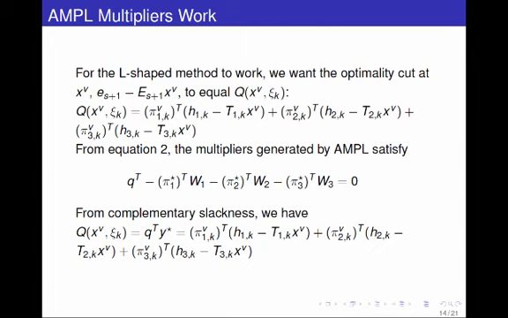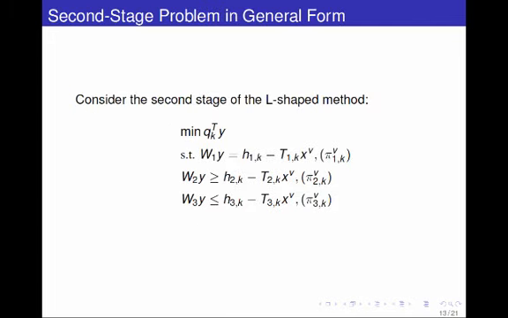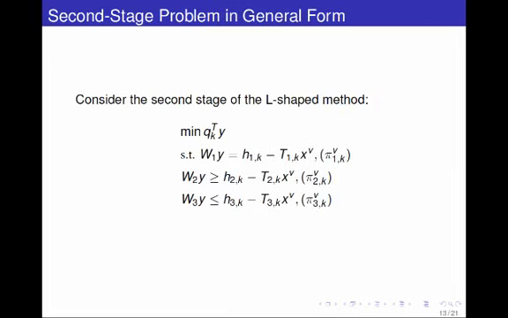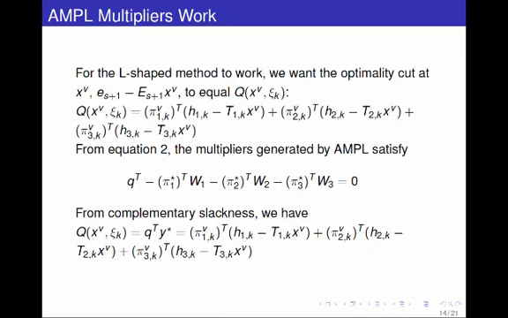So basically, from linear programming duality for the second stage problem, you know this holds. So the optimal solution of this problem, which we denote as Q of x^v for scenario k, is the dual multipliers times the right-hand side of the constraints. So that's where this equality is coming from.